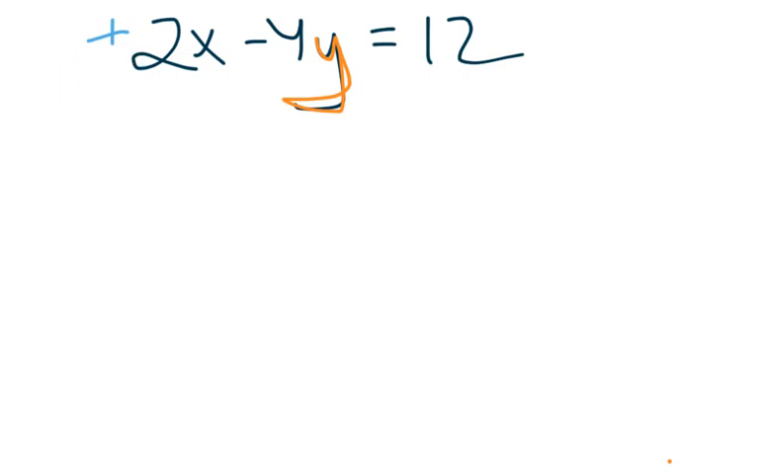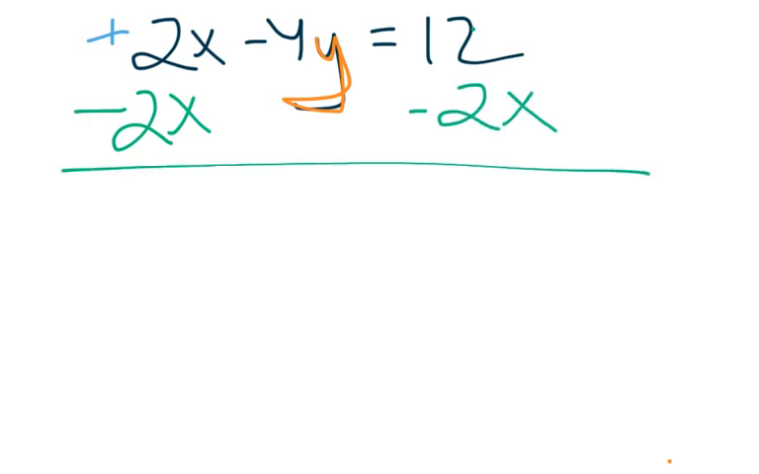So the best way for me to get rid of it is to subtract 2x from both sides. Now over here on the left, it's pretty straightforward. 2x minus 2x is 0, and then you bring down the negative 4y. Remember that that negative is attached to the 4y, so that's going to come down.